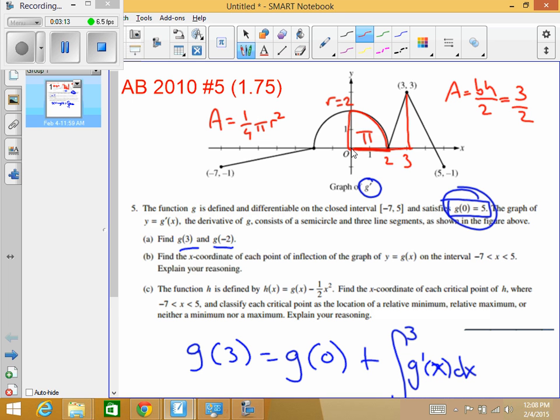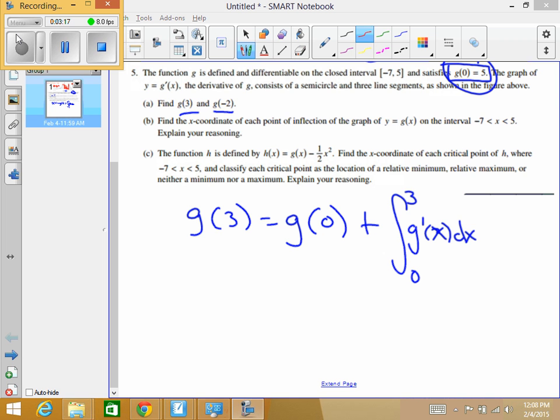So we go back and apply that in part A. I know my G of 0 is 5. It was an initial condition. Plus my net change from 0 to 3, we just noticed was pi plus 3/2. And that's perfect. That gives you full credit for G of 3.